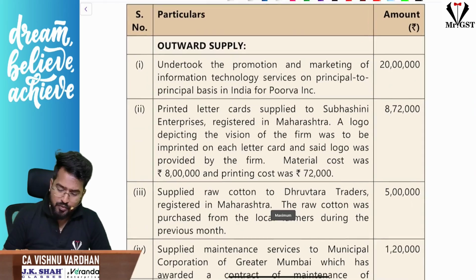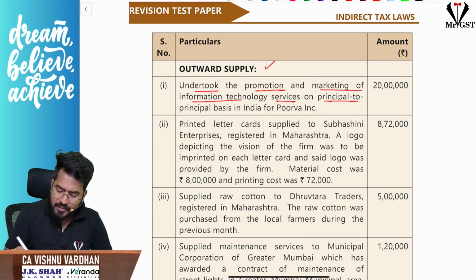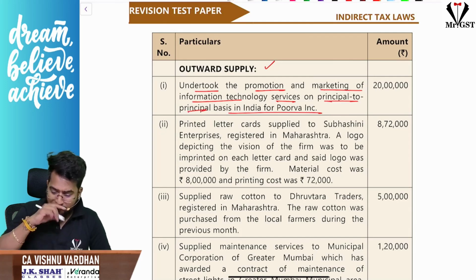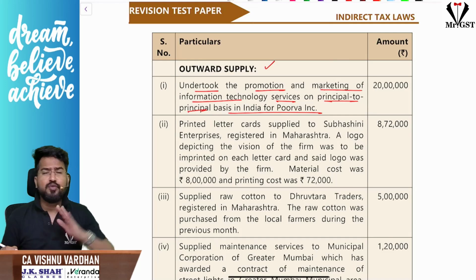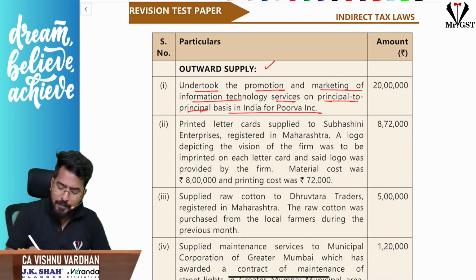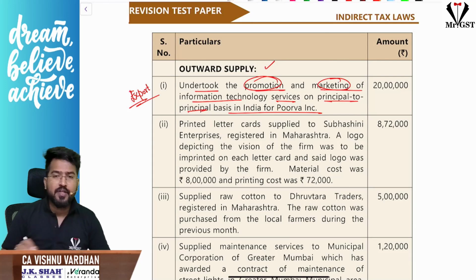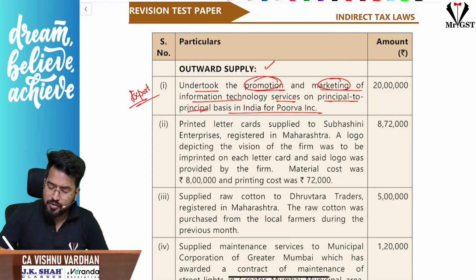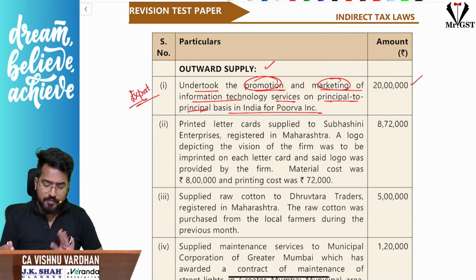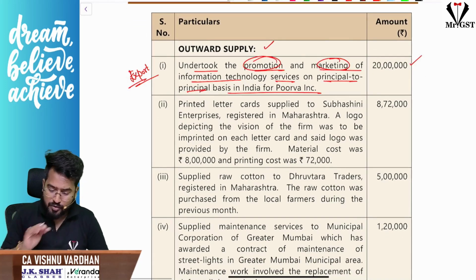What is the first outward supply? They undertook promotion and marketing of information technology services on a principal-to-principal basis in India for Purva Incorporation. Purva Incorporation is nothing but my holding company, which is abroad. For them, I am providing promotion and marketing services. That means, can I say this is export? Okay, sir, I have understood this is export. So generally IGST should come. Let us see what is there in the information below also. So this is export first of all.